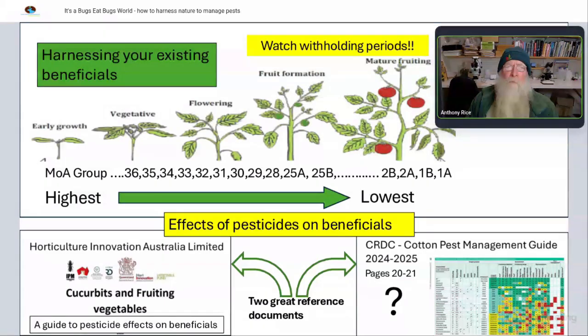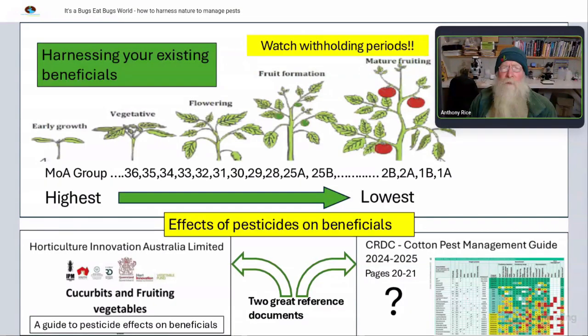If you wanted to find out more about the effects of pesticides on beneficials, there are a couple of resources out there now. There's one on the left produced by Hort Innovation and that group of other researchers below it, and it's called A Guide to Pesticide Effects on Beneficials. If you just type that into your browser, they will pop up. They're a fantastic resource. And if you're in doubt, there's lots of gaps in it. So hopefully there'll be some more research to fill in some of those gaps. But that's a great place to start.